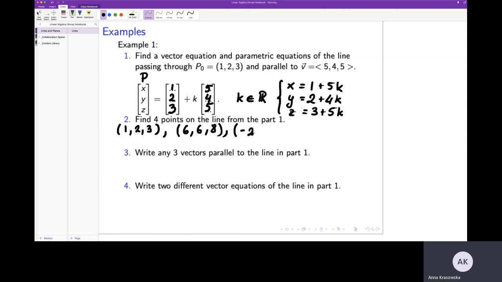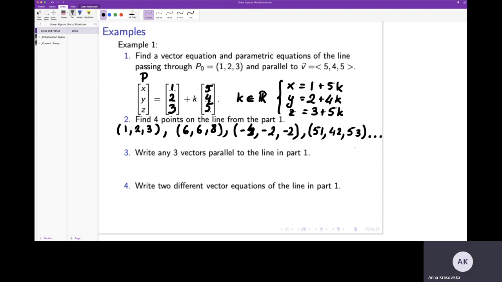(-4, -2, -2). Okay? In our equation, when k is -1, we have (-4, -2, -2). Maybe when k is 10, we will get (51, 42, 53). Okay, and I hope you can write many more points.